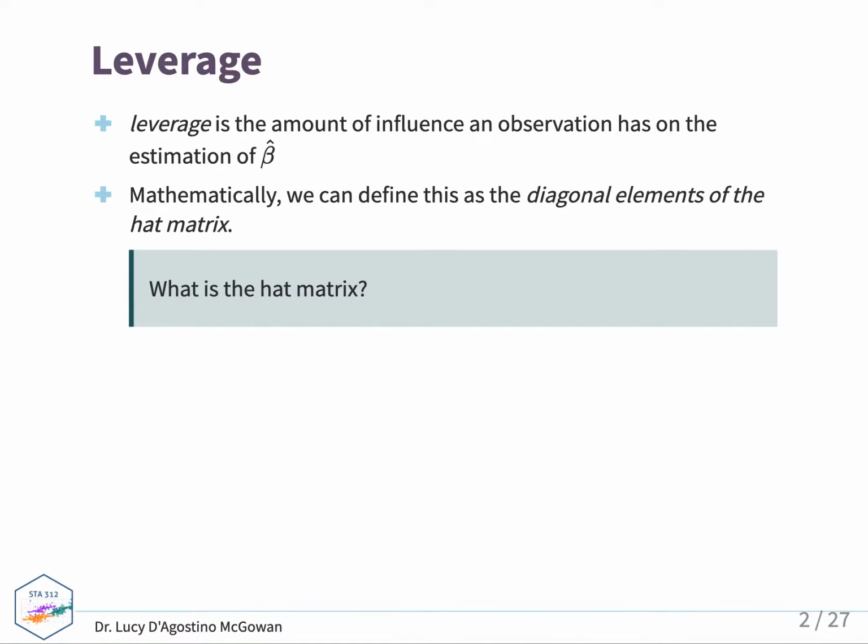But just as a reminder, what is that hat matrix? It is X times X transpose X inverse X transpose. We call this the hat matrix because when you multiply it by Y, you get Y hat. So it puts the hat on Y. I think we've been doing a lot with the hat matrix, so hopefully this is very familiar to you now. But what we're going to do is take the diagonal elements of this hat matrix, and that's going to be the leverage.